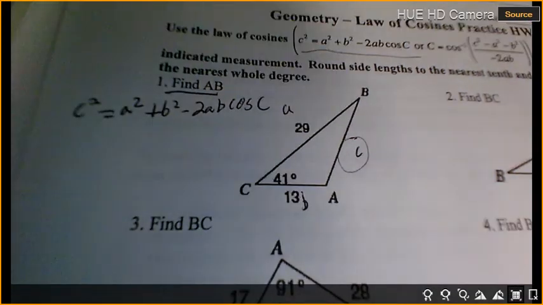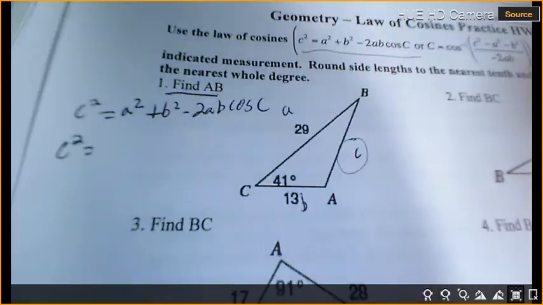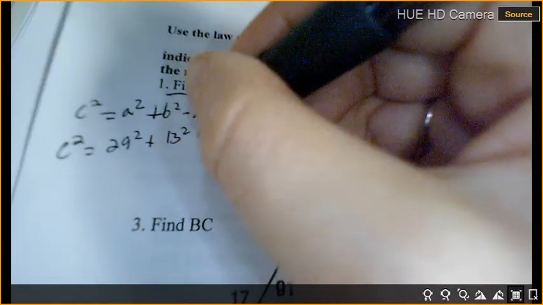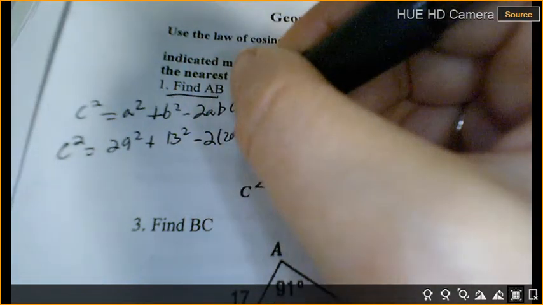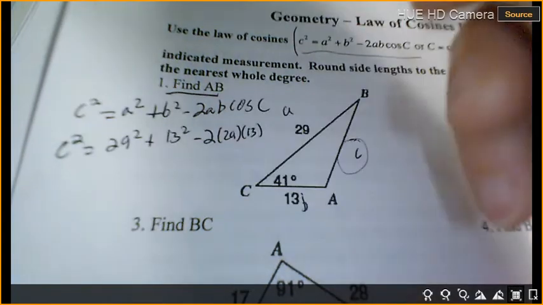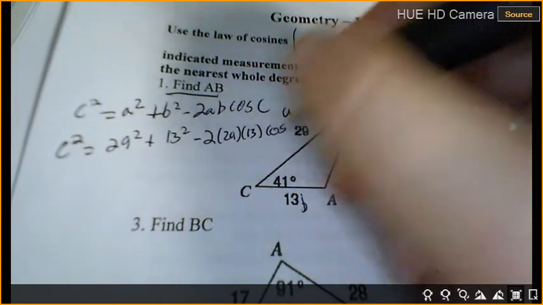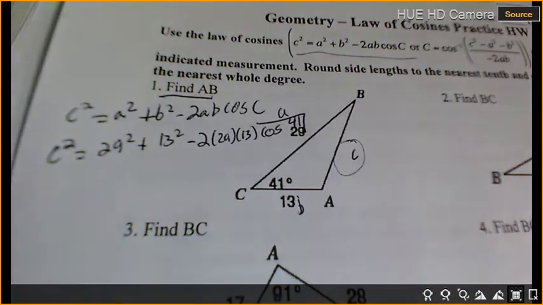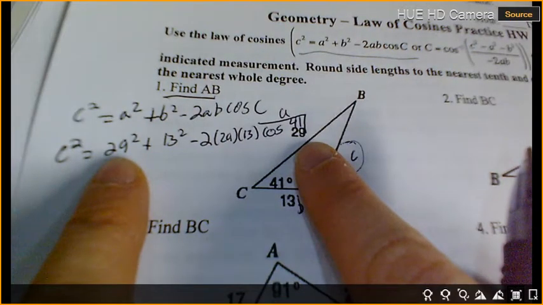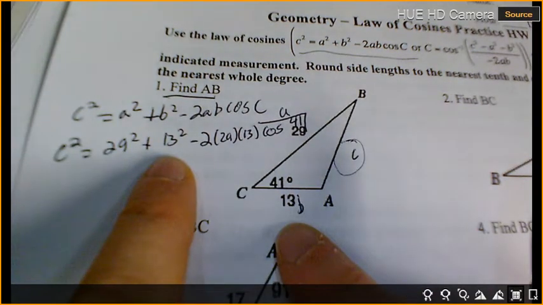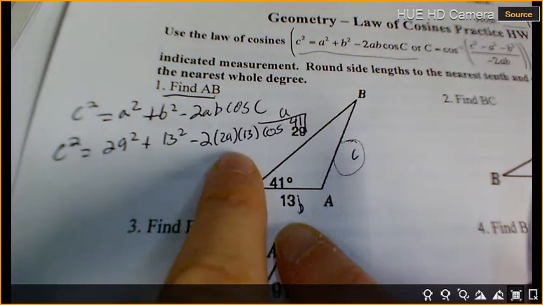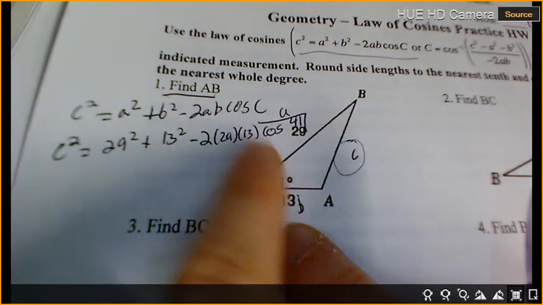We don't know what c squared is. We know a is 29 squared plus b is 13 squared minus 2 times 29 times 13 cosine 41, and I did that way too fast, right? Okay, so I did 29 squared plus 13 squared minus 2 times 29 times 13 cosine 41.